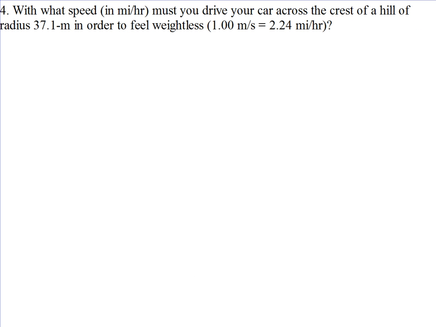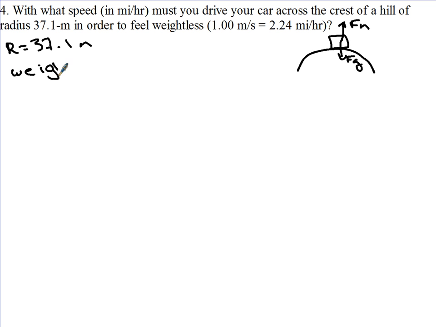Now, what speed in miles per hour must you drive your car across the crest of a hill of radius r is 37.1 meters, in order to feel weightless? Okay. Now, let's look what happens when you're at the top of a hill. You have Fg going down, you have Fn going up. Now, you feel weightless. I'm going to write this down. You are weightless when your Fn is 0. Think about it.